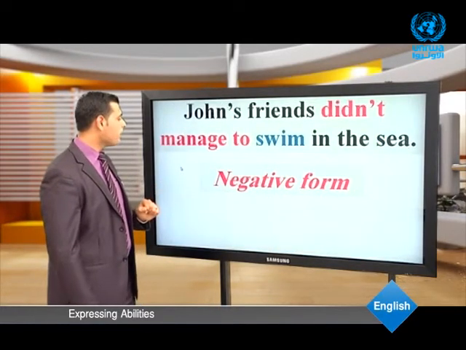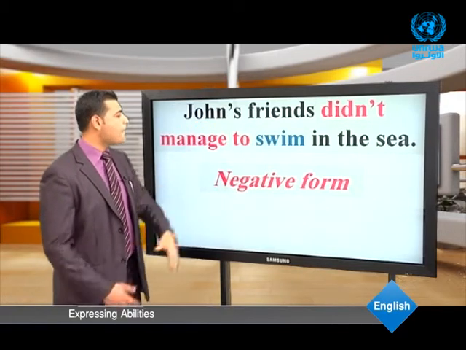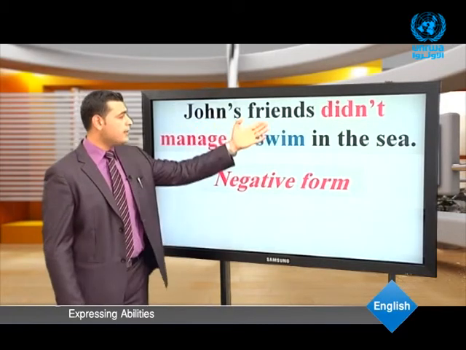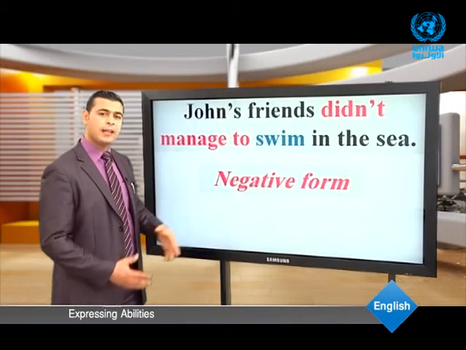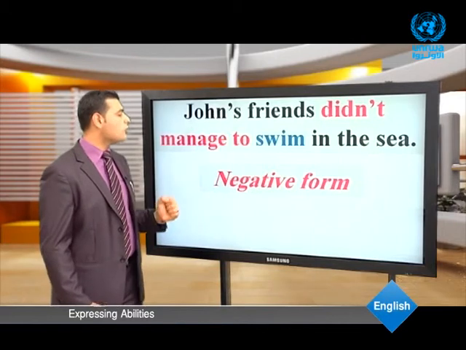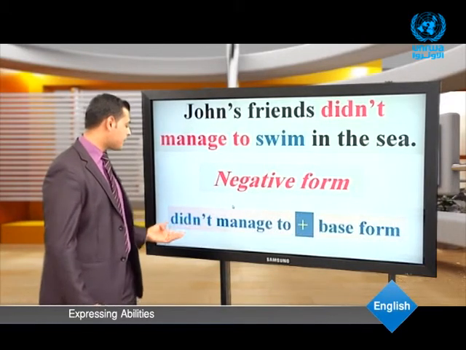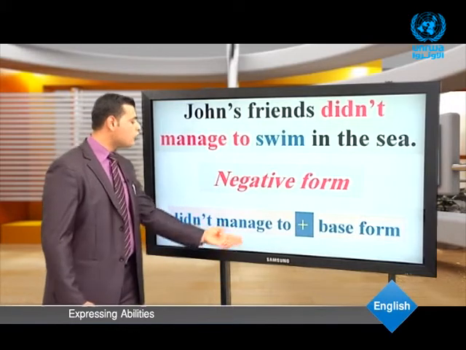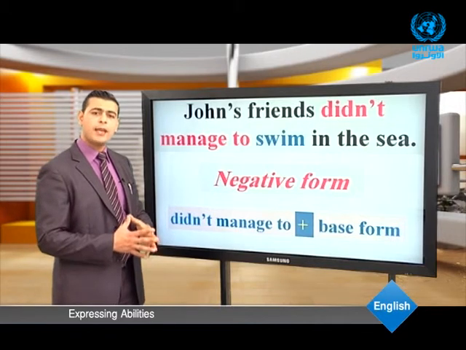The negative one. John's friends didn't manage to swim in the sea. This is the negative form. So in the negative form, we have the structure like this: didn't manage to plus the base form.